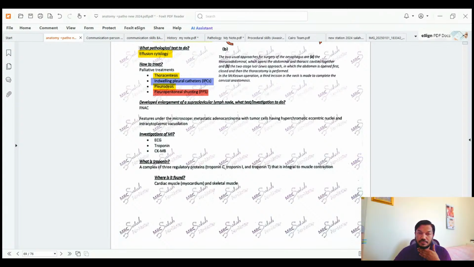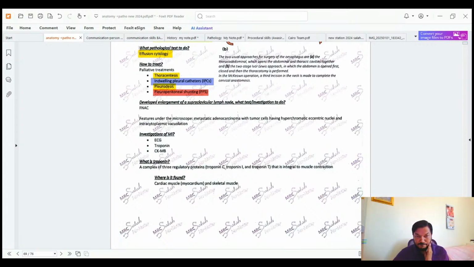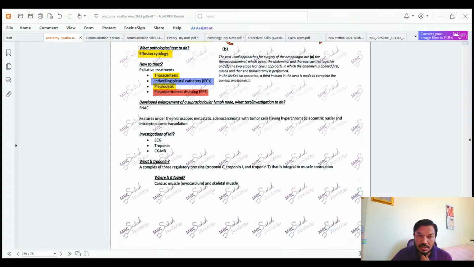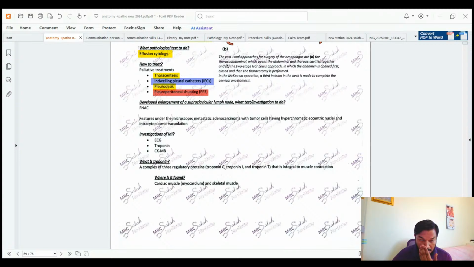Features under the microscope: metastatic adenocarcinoma with tumor cells having hyperchromatic eccentric nuclei and intracytoplasmic vacuolation.